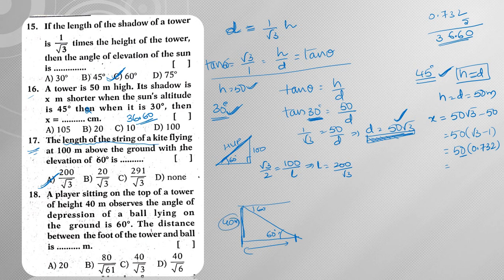So this is opposite and this is adjacent, right? So with opposite and adjacent we can directly apply tan 60 degrees. tan 60 degrees is equal to 40 by d. So what is tan 60? Tan 60 is nothing but root 3. Root 3 is equal to 40 by d. From this, d is equal to 40 by root 3. So the answer is option C, 40 by root 3.